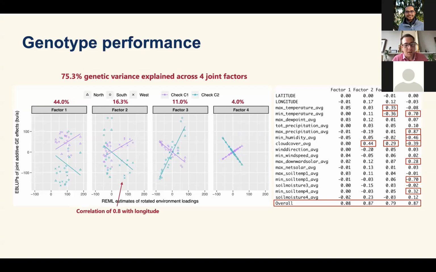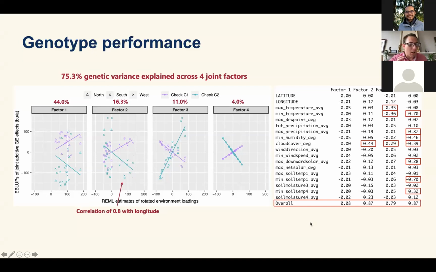If I was to get the longitude, it has a correlation of 0.8 with that factor. And you can see that quite nicely, because all the X's which correspond to the Western environments are on the right-hand side of these plots, and all the left-hand side has the north and south. But you can't actually do much besides saying that there's a correlation there. You can't utilize it for forward prediction. You can't use it to explain what's going on. And now with the right-hand side of figures, we can do that.